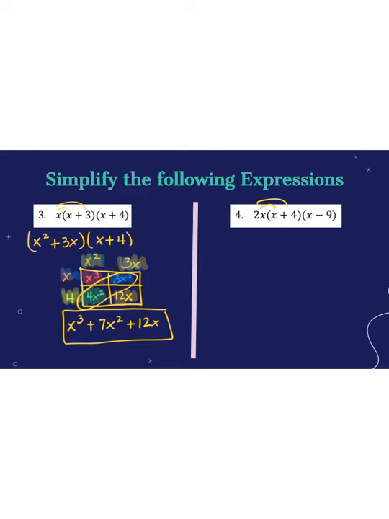So 2x times x, 2x squared. 2 times 4 is 8. And you also have that x on the outside, so you need that 8x in there. Okay, and then the second set just stays the same. Make my box. I have 2x squared, and then 8x, and x minus 9.